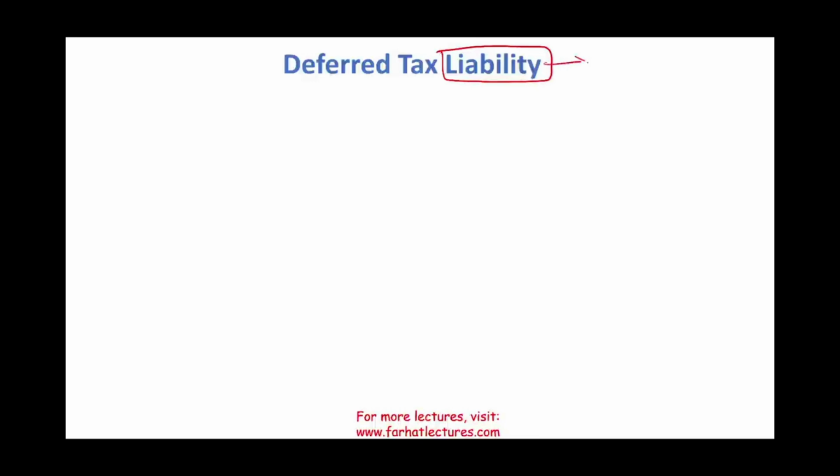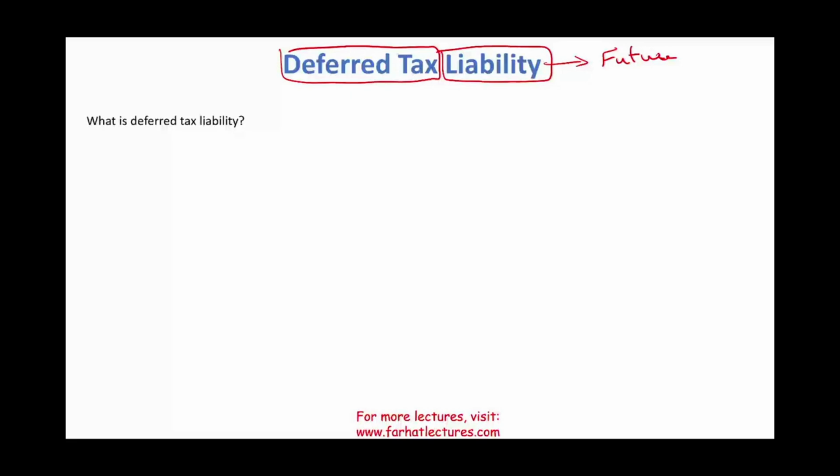A liability means you are responsible for settling something in the future, making a payment, rendering a service, satisfying an obligation. What is that obligation the result of? Well, it's the result of deferred taxes. It means in the future, you're going to have to pay more taxes because the taxes are being deferred. And this is what a deferred tax liability is.